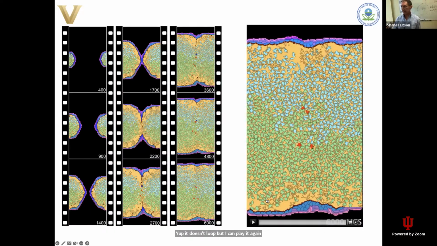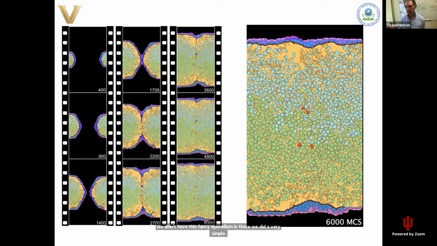Now, let me tell you one of the secrets of this model in developing it, and it's part of what I want to hit on the exercises. Suppose we didn't have this fancy epithelium in there. We did a very simple version, we just had an epithelial cell type and it had contact energy, so it went to the surface. And we ran the model, right?